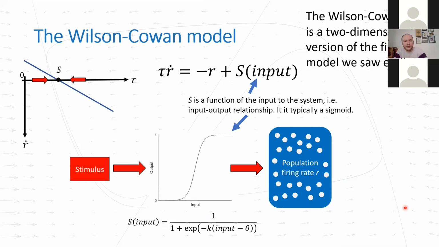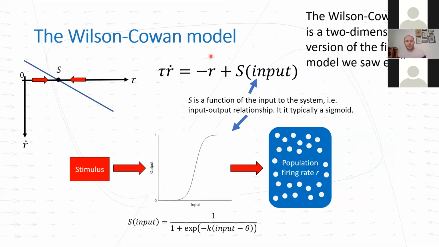And so now I'm going to talk to you about something called the Wilson-Cowan model. So the Wilson-Cowan model is a 2-dimensional version, 2-equation version of the firing rate model that I talked about earlier. And because it's 2 dimensions, it means that we can have oscillations. So now you can model alpha or gamma rhythms and so on.